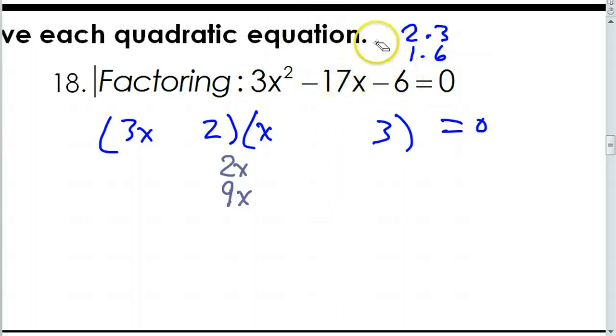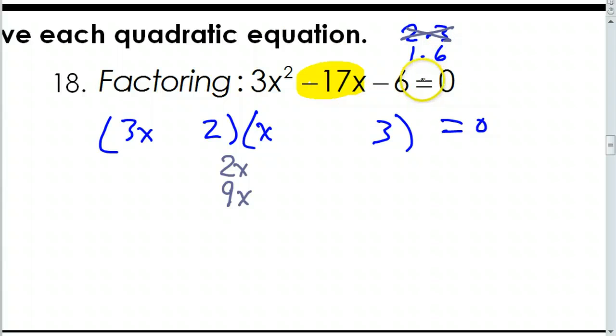Is there any way I'm going to get a negative 17 out of this? No. The most I can get is 11 out of this. So this is not working out. So am I going to try putting the 3 here? We already said we aren't going to put the 3 here. So that means the 2 times 3 option is done. It's not working. Cross that out.